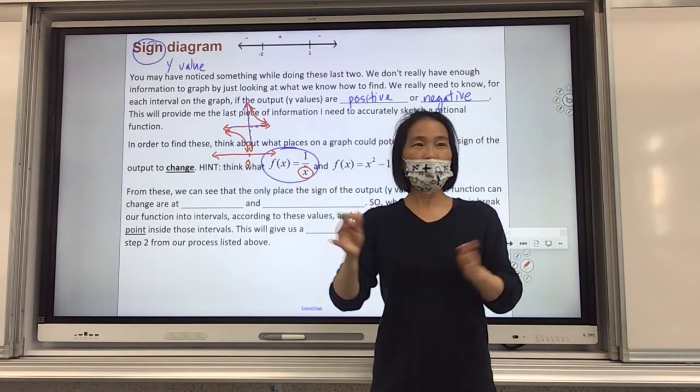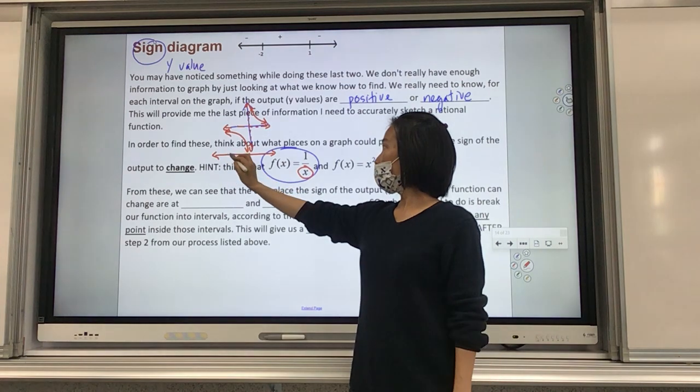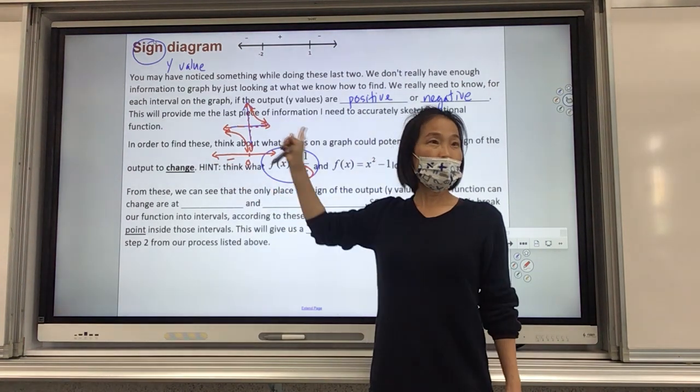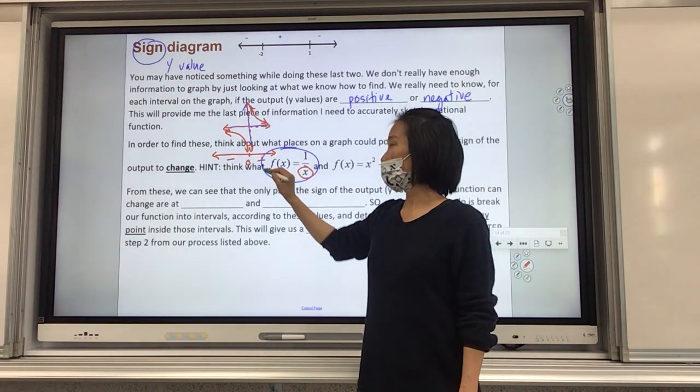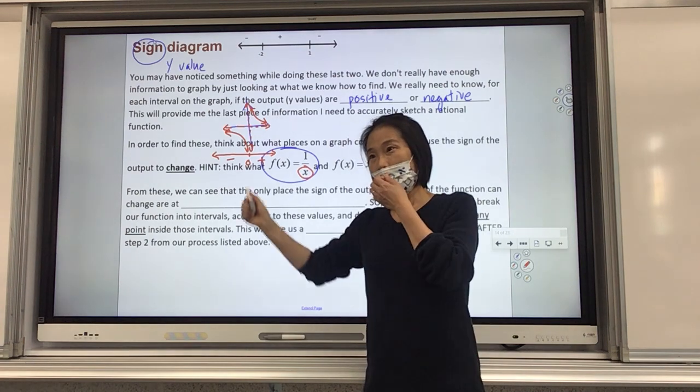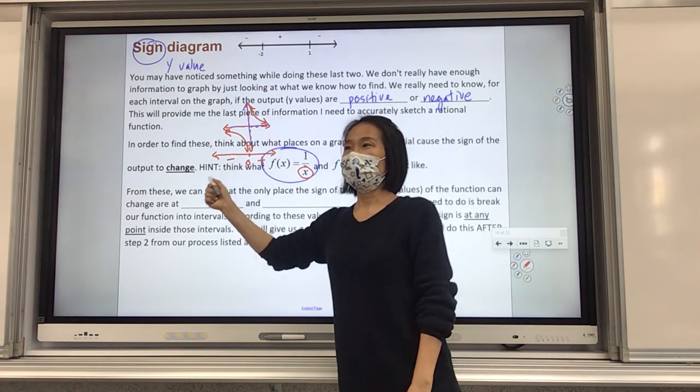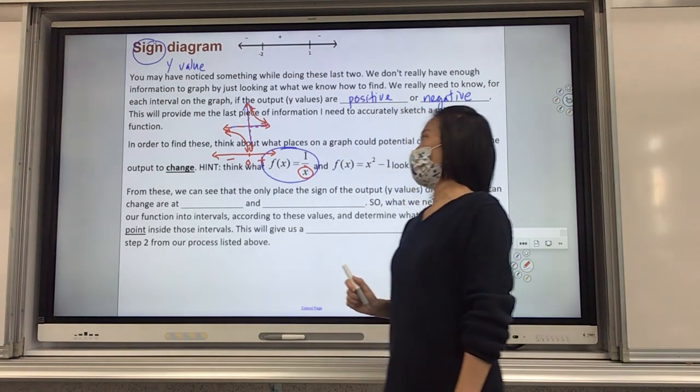This is the divider. Left side of 0, y is negative. On the right side of 0, y is positive. You see what I'm doing? I'm trying to sketch a sign diagram for the graph.